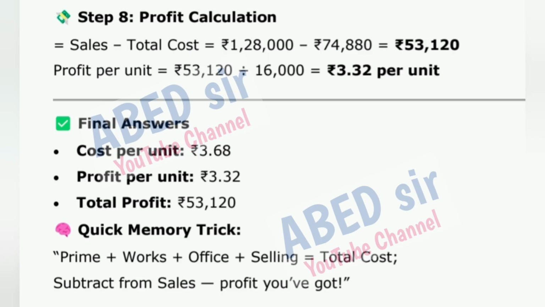Final answers. Cost per unit, 3 rupees and 68 paise. Profit per unit, 3 rupees and 32 paise. Total profit, 53,120 rupees. Quick memory trick: prime plus works plus office plus selling equals total cost. Subtract from sales. Profit you've got.